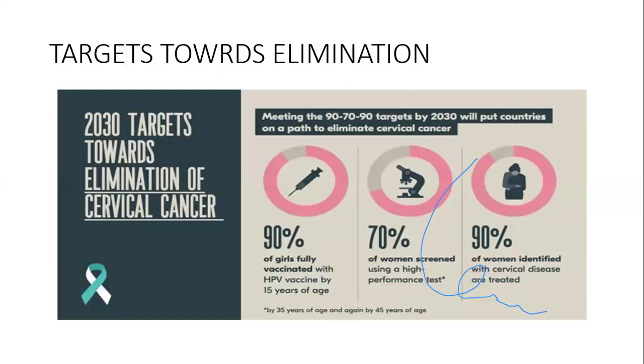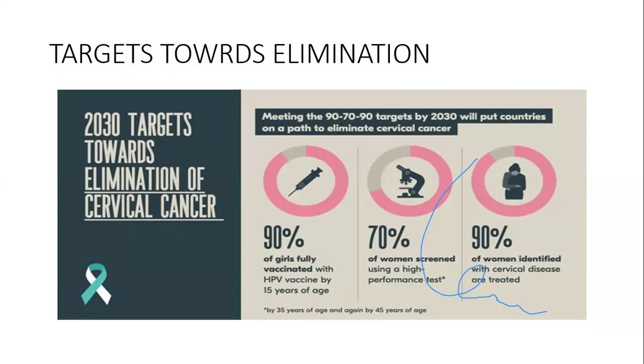So the World Health Organization came up with certain goals or targets towards the elimination of cervical cancer by 2030. And what the WHO is saying is that by 2030, 90% of girls should be fully vaccinated with the HPV vaccine by 15 years of age. So these are vaccines that are available currently, but not in all parts of the country. So it's imperative that by 2030, we have about 90% of girls fully vaccinated.